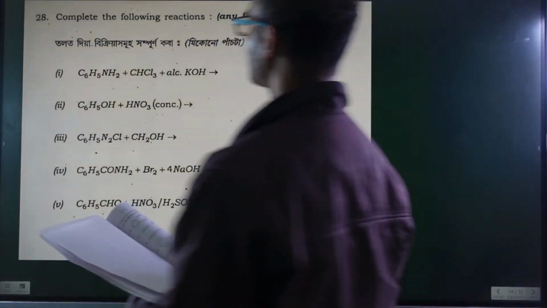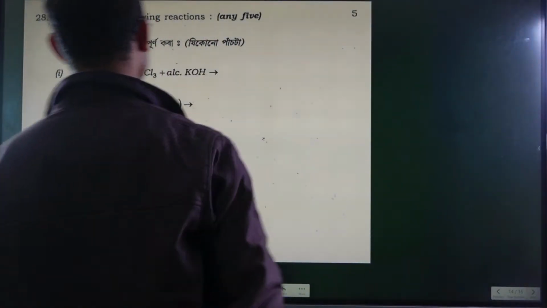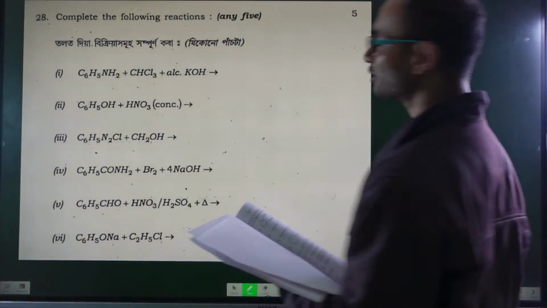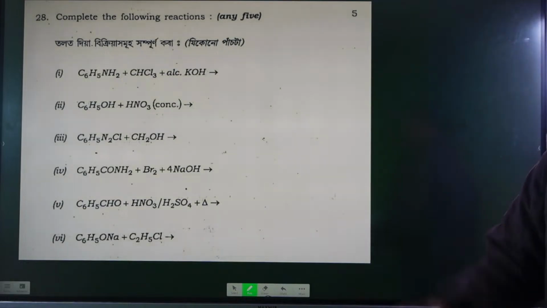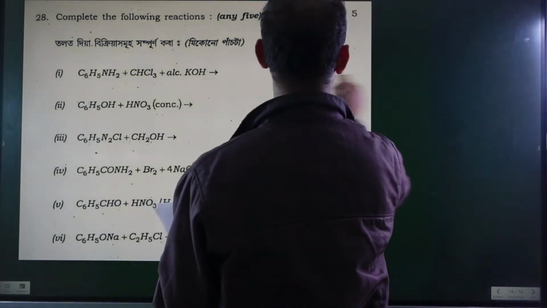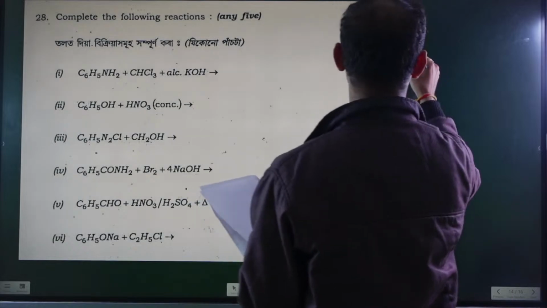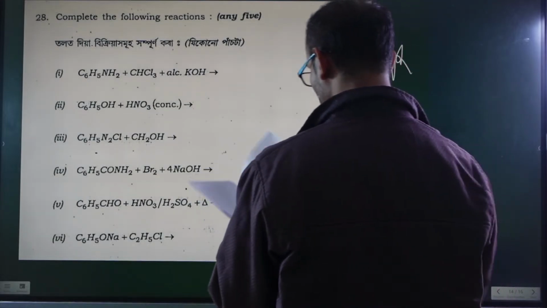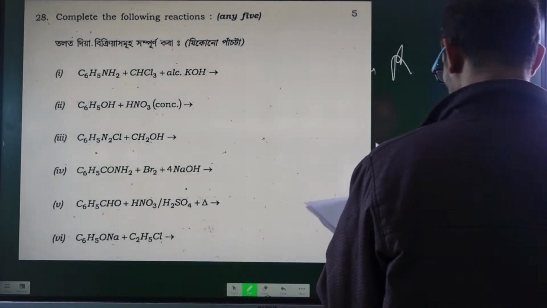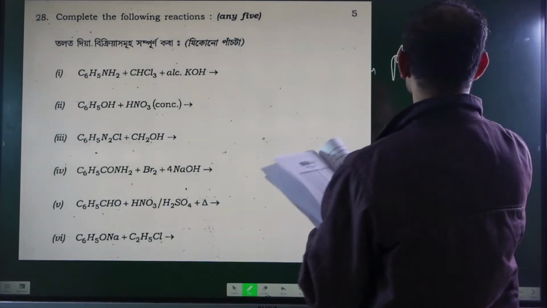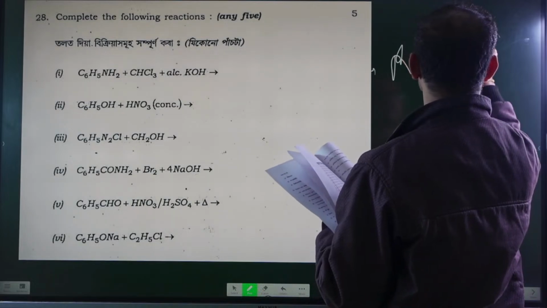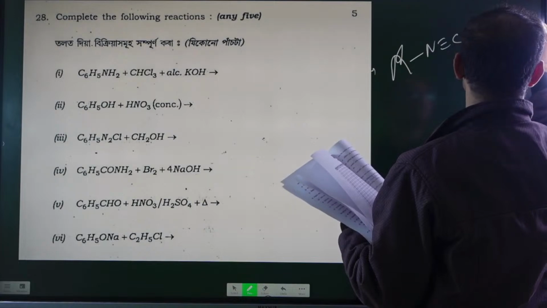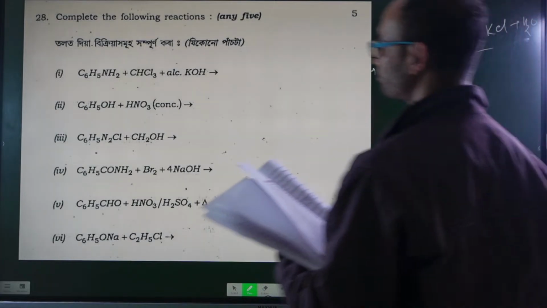So coming to these reactions, you can see aniline is reacting with chloroform in presence of alcoholic KOH. This reaction name is the carbylamine reaction. Here you can see the product is phenyl isocyanide, PhNC. The product is phenyl isocyanide plus KCl plus water. This is your product, right?